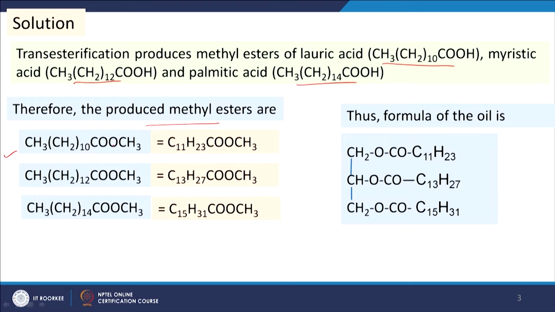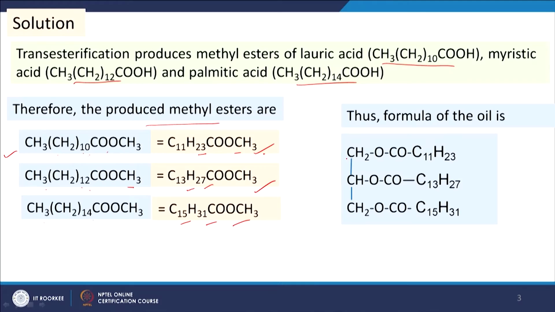So, CH3 (CH2)10 COOH, this OH will be replaced by CH3O. So, CH3 (CH2)10 COOCH3. Then for this acid, this is equal to C11H23COOCH3. For the second, myristic acid, our methyl ester is CH3 (CH2)12 COOCH3, that is equal to C13H27COOCH3. Similarly, for palmitic acid, the methyl ester which will be produced is CH3 (CH2)14 COOCH3, that is C15H31COOCH3. Now, what is the formula of the triglyceride or the oil?